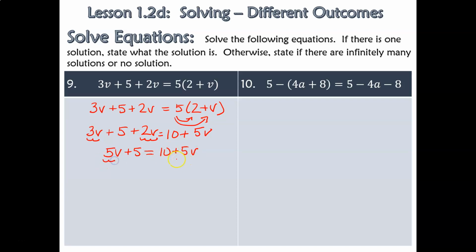Well, we see these are the same, but we see our constants are different. So that's a definite pattern that we saw before. So let's just see what happens. If I subtract 5v, I have 5 equals 10. And again, no planet anywhere is 5, 10. So no solution.